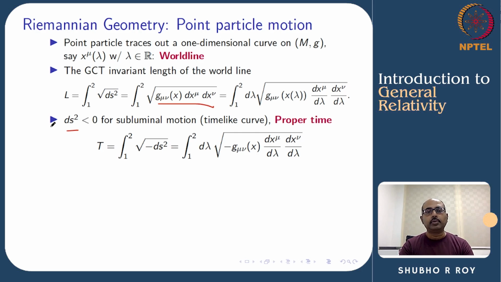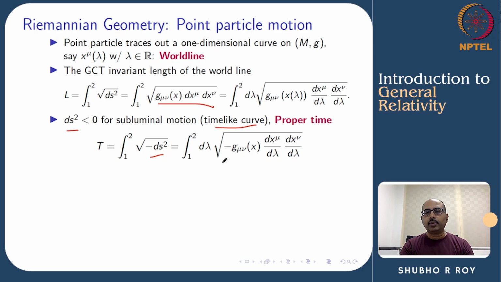Okay, so for point particles which are moving with the speed less than the speed of light, that is for subluminal motion, one has a time-like curve, because ds square is negative everywhere. In that case, instead of the proper length, we can define the proper time, which is given by the integral of the square root of minus ds square. Because ds square is negative, we put this extra minus sign so that it becomes positive definite.